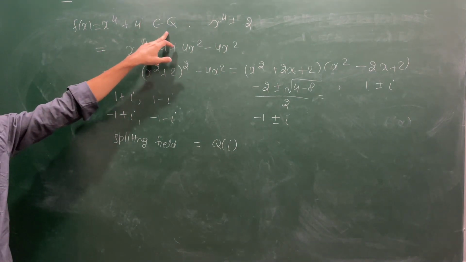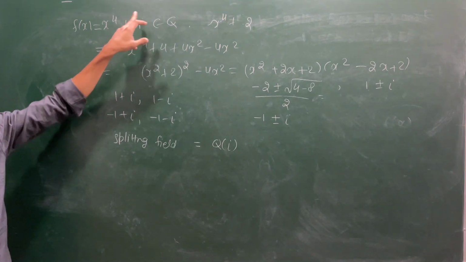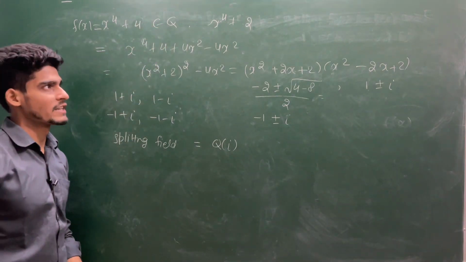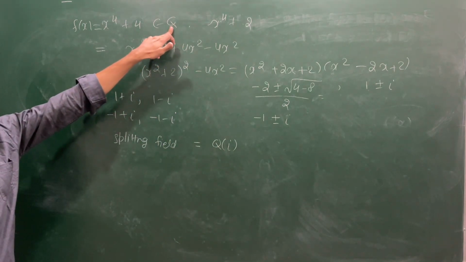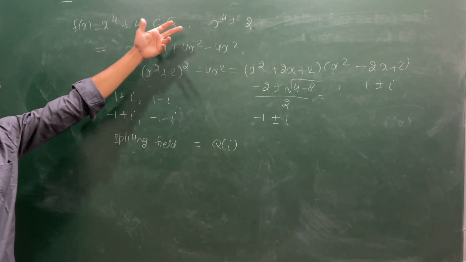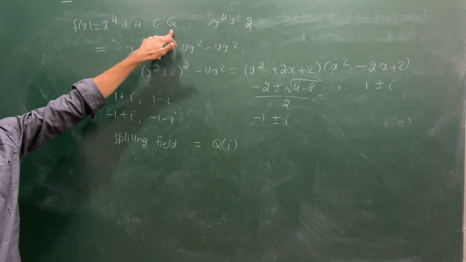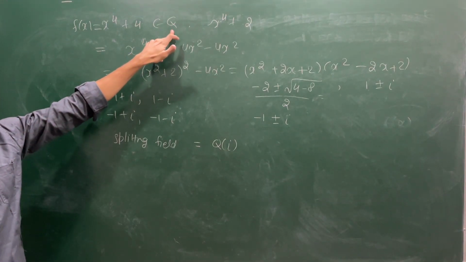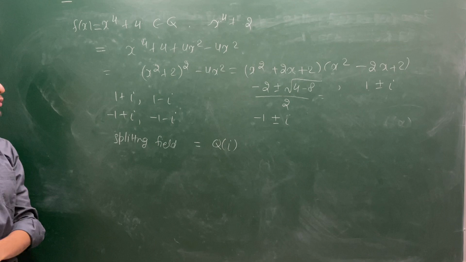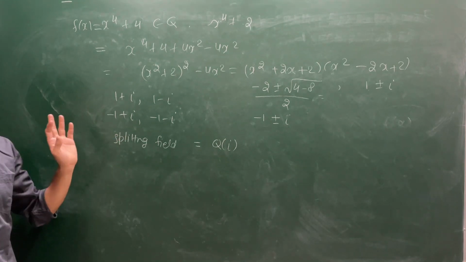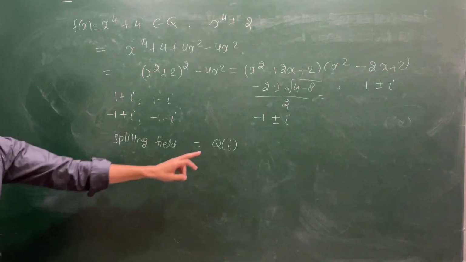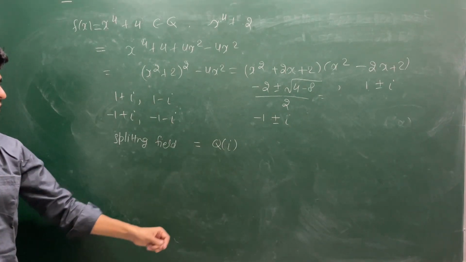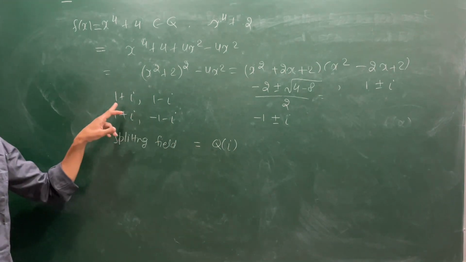So you are looking for an extension which contains the roots. If a root is complex, then the degree of the extension will be at least 2, because you are not landing in Q. You are landing in some bigger field. So the degree of extension will be at least 2, because the minimal polynomial of that complex root will be of degree 2 at least. This Q adjoint iota is an extension of degree 2, and I am saying this is the smallest. This is the splitting field.